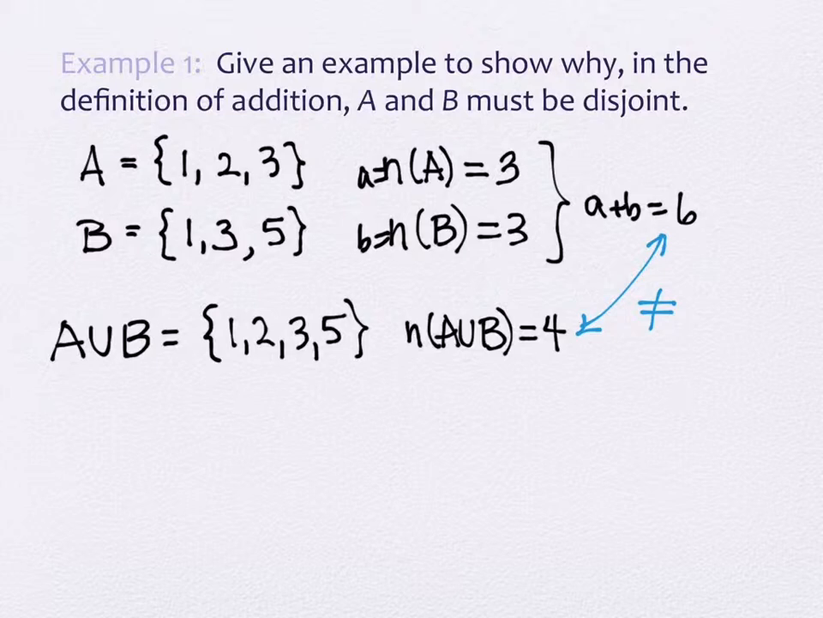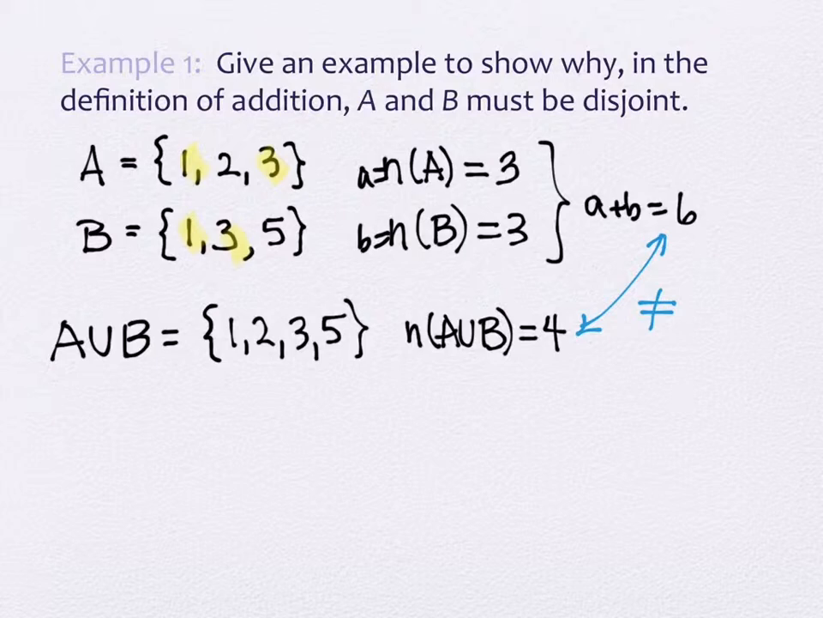Does that make sense? The reason is that when you count them the first way, the 1 and the 3 were counted twice. Do you see that? We counted them when we counted set A, and we counted them when we counted set B, so we ended up counting 2 extra, i.e. the overlap.